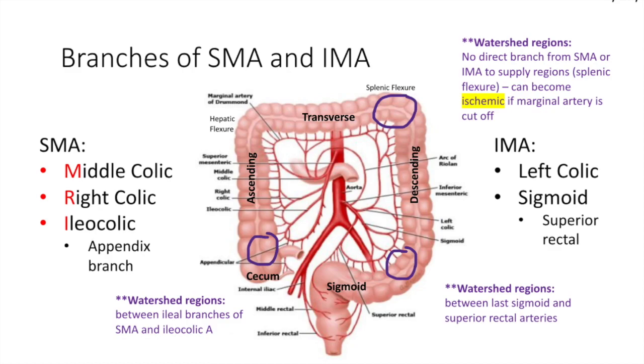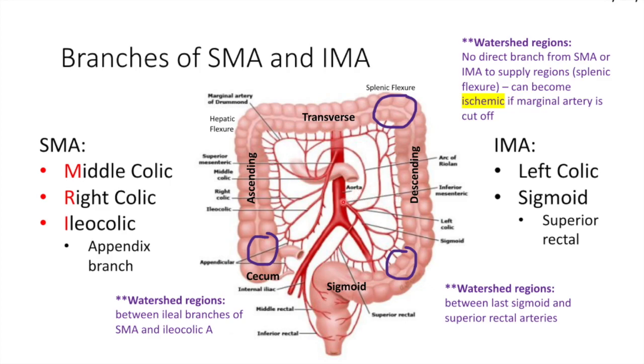MRI. So middle colic is going to come up and travel up and get part of our transverse colon. The right colic is going to go straight across and to the right and get our ascending colon. And then our ileocolic is going to get portions of the small intestine as well as down to our cecum, and it's going to throw off a branch to our appendix called our appendix branch.